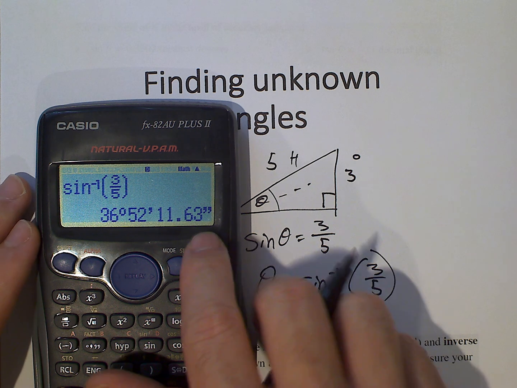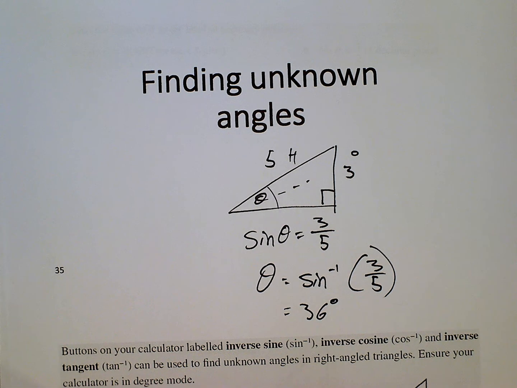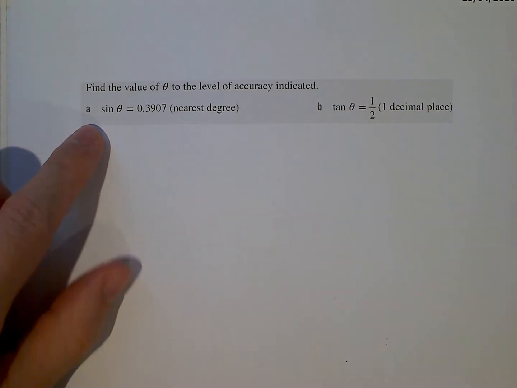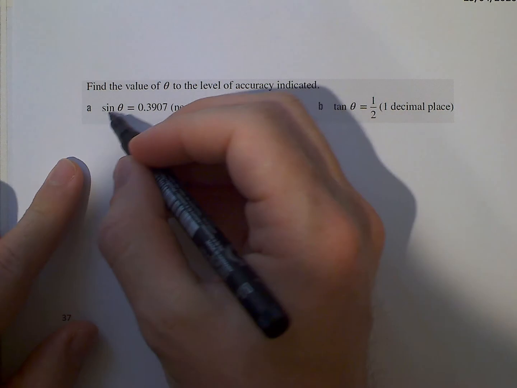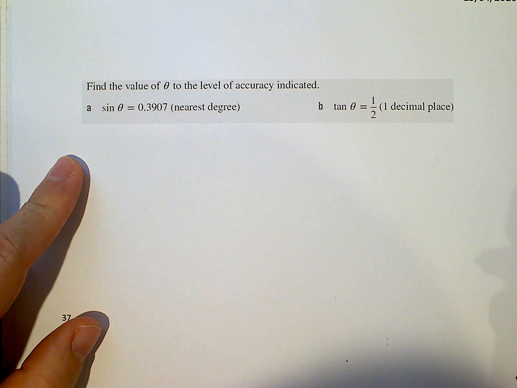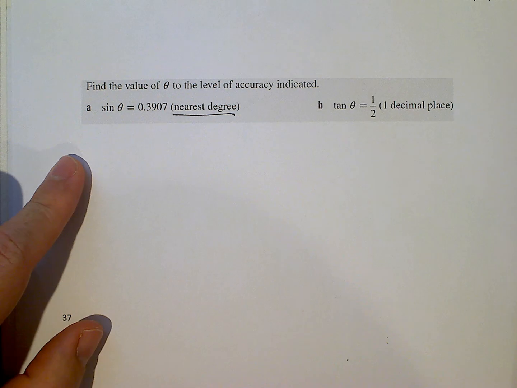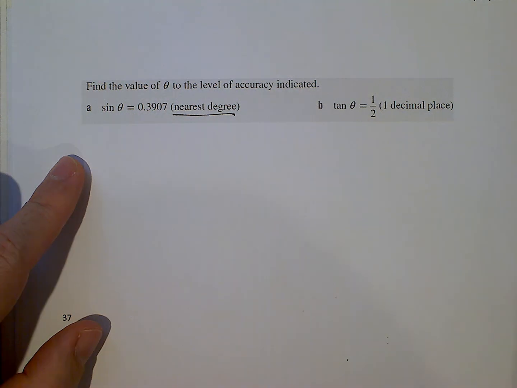That's all we have to do today. We are just learning a new button, which is shift. So let's do some of these. Okay, the first few questions just get you used to using the shift button. So if I have sine theta equals this, and I want it to the nearest degree, remember if it's 30 minutes or up, we have to round up.